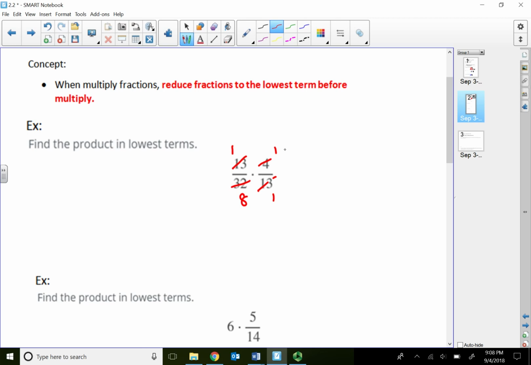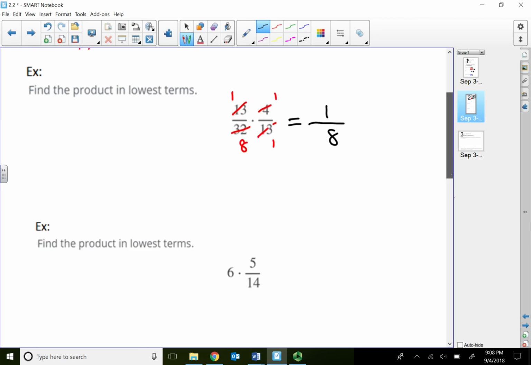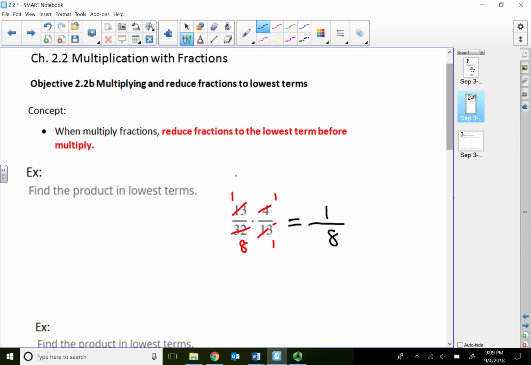So let's check the numbers. On top, 1 and 1; in the bottom, 8 and 1. Nothing can be reduced top and bottom. Now I multiply side by side. 1 times 1 is 1 over 8 times 1 is 8. That's all we have to do. So rather than multiply first, then reduce, I recommend students always reduce top with bottom first, then multiply.